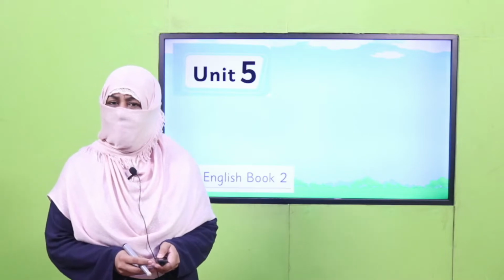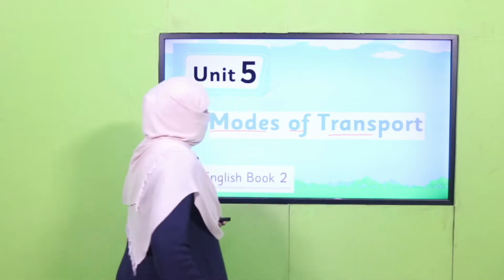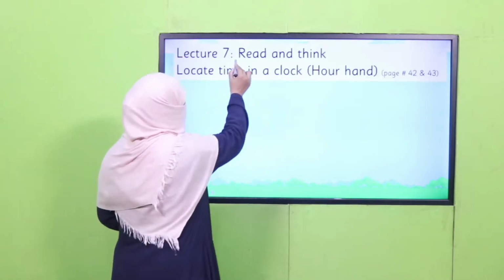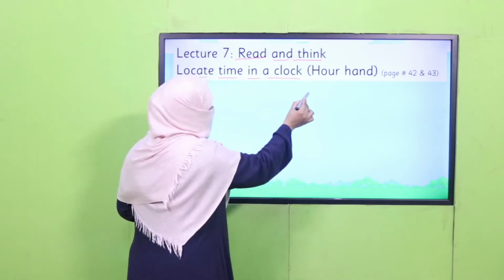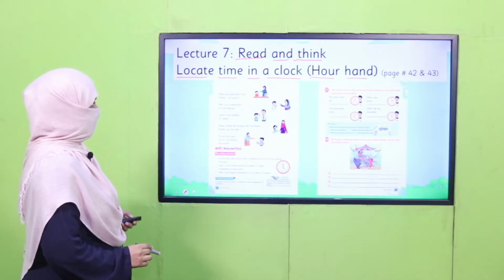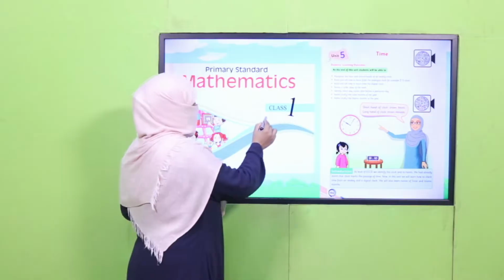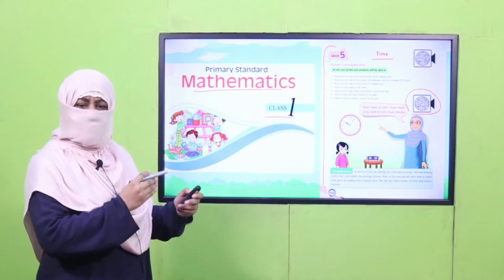We are learning Unit 5. Its title is Modes of Transport. Today is lecture 7 under the title of Read and Think. We learn to locate time in a clock by hour hand, and we'll cover page number 42 and 43 of your book. In your previous class 1, in your mathematics, you have studied a complete unit about time. I hope you remember there were many things you learned in this unit. If you don't remember, you may watch the video again because today's lecture is linked with it.